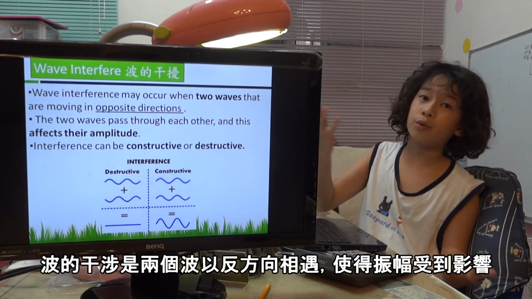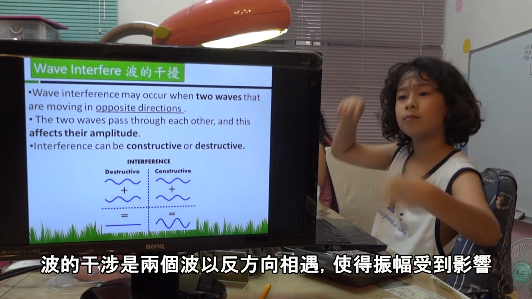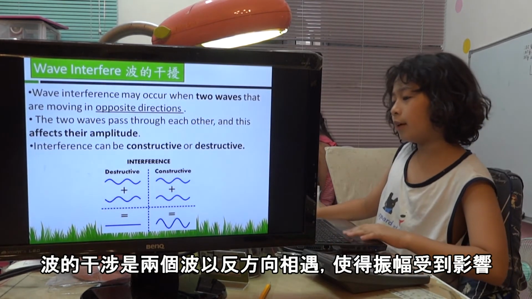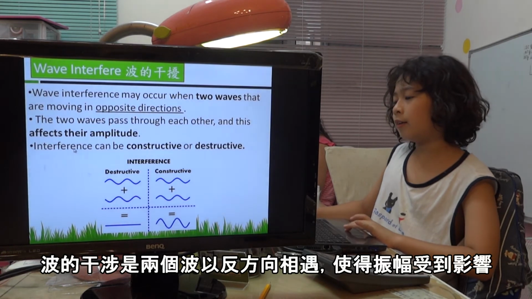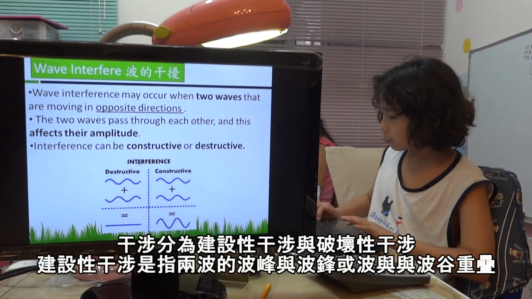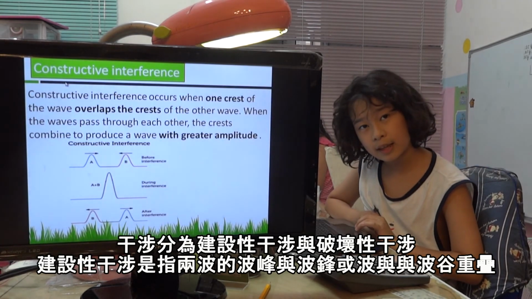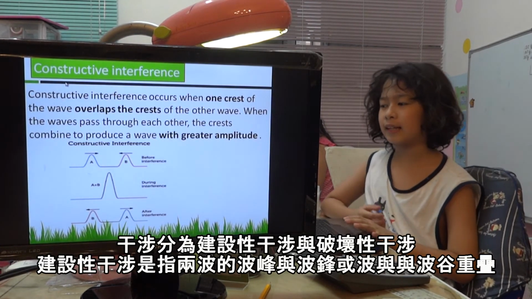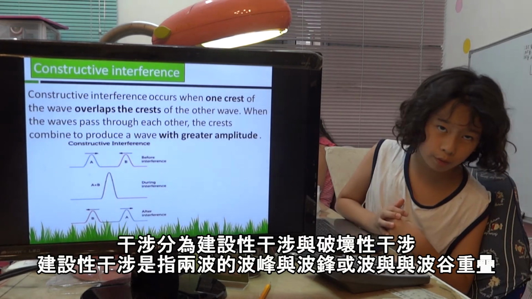Interference happens when two waves move in different directions. Sometimes they can affect the amplitude, right? There are two kinds: constructive and destructive. What is constructive interference? Constructive interference is when the crest meets the crest or the trough meets the trough.